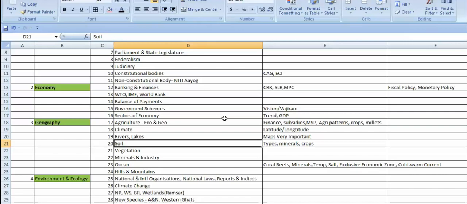What are the different types of soils? What are the minerals available in that particular soil? Like black soil, what are the minerals? What in red soil? Why is it red? What is the mineral present there? These are the things that you have to note down.